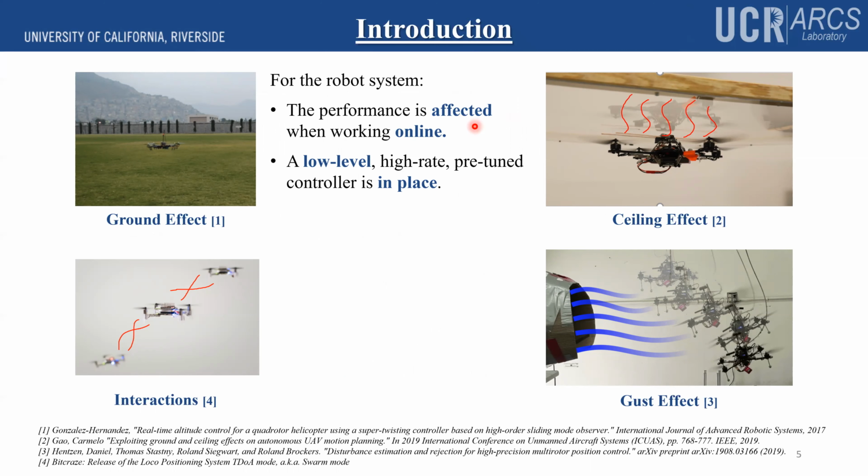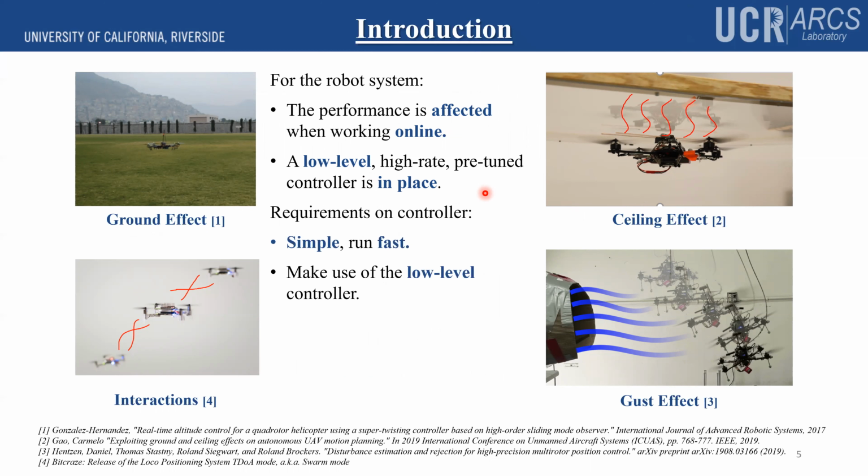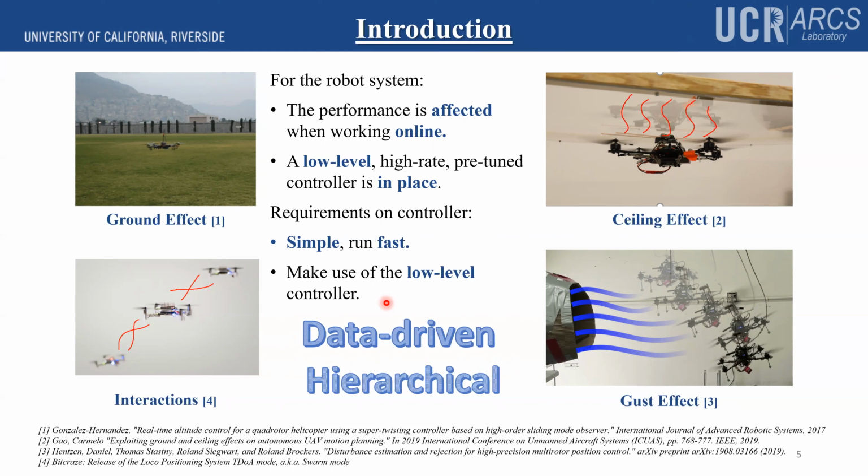Now, if we go back to the problem, we will find the systems share similar properties. Firstly, they will be affected when they are working online. Secondly, a low-level pre-trained controller is already in place. So we will require our structure to run fast and be simple enough to work in real time. Also, we want to make use of this low-level controller. So a data-driven hierarchical structure will be a good way to solve this problem.